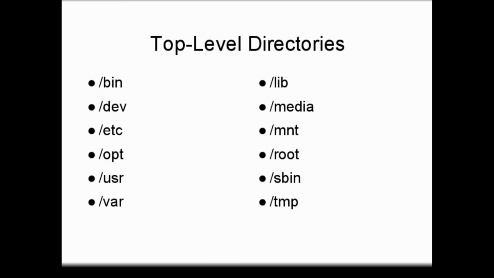/mnt, often read as "mount", which is where the system administrator can manually mount removable devices or network shares, /root, not to be confused with the root directory, is actually the home directory for the superuser or root user. /sbin contains superuser binaries, or programs that are intended to be run only by the system administrator. And /tmp is where temporary files are typically stored.